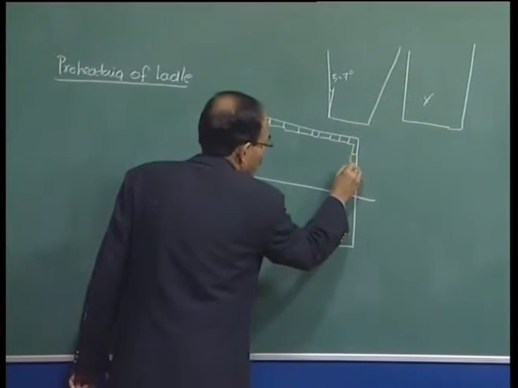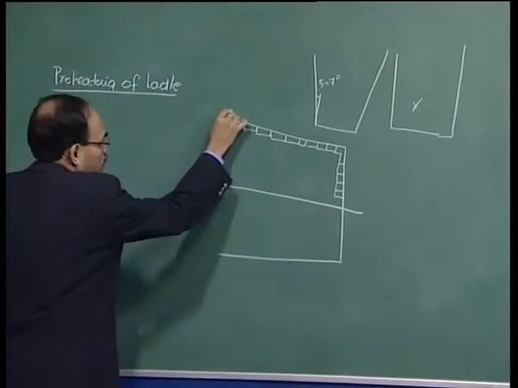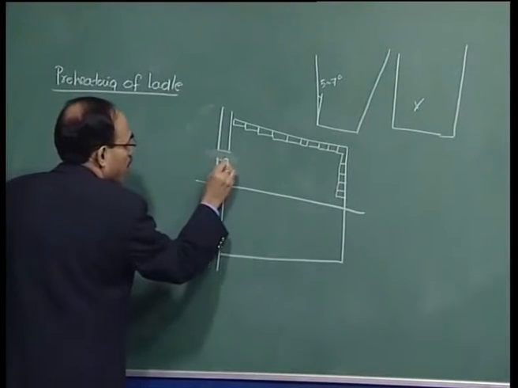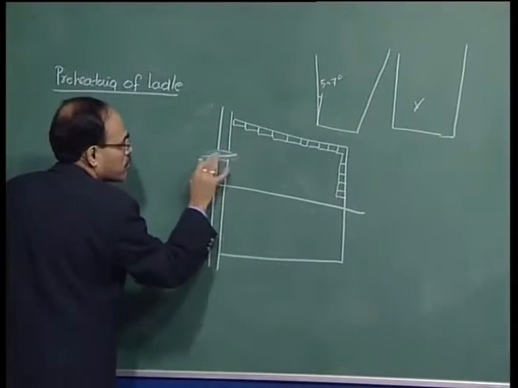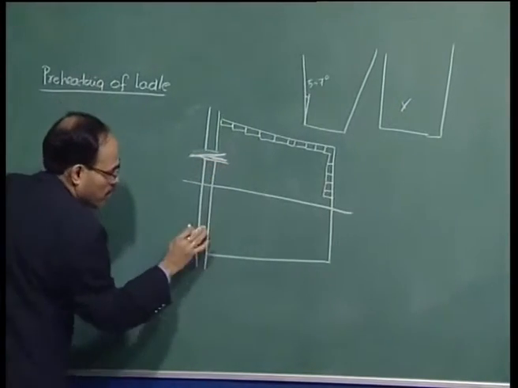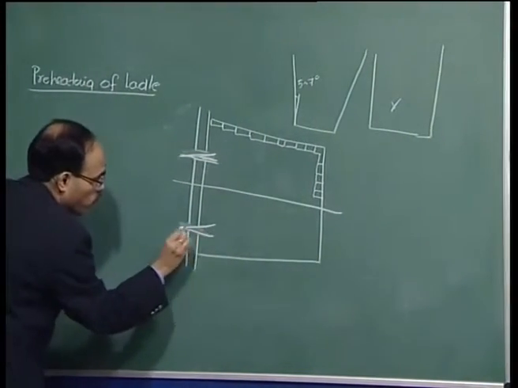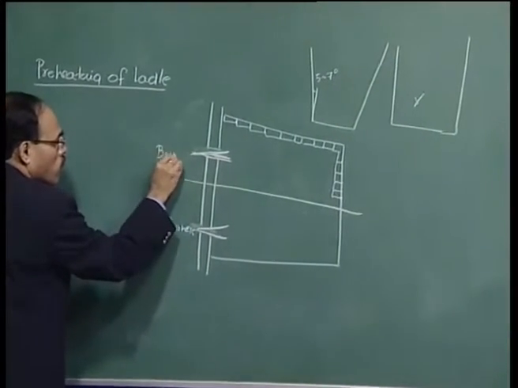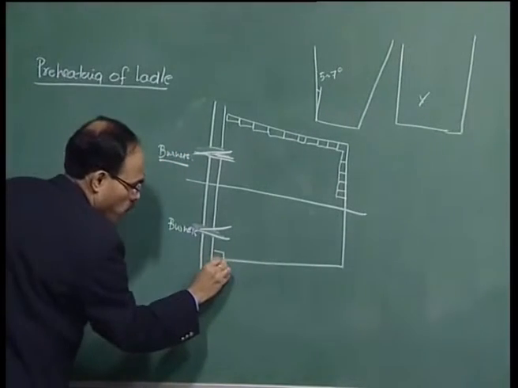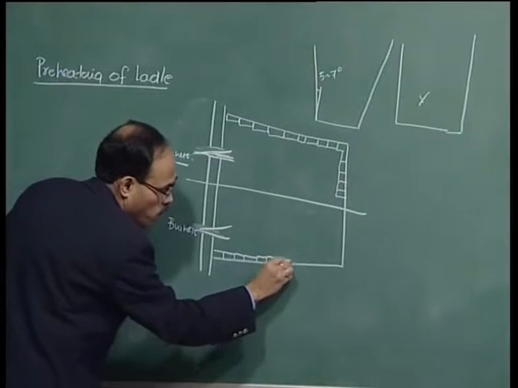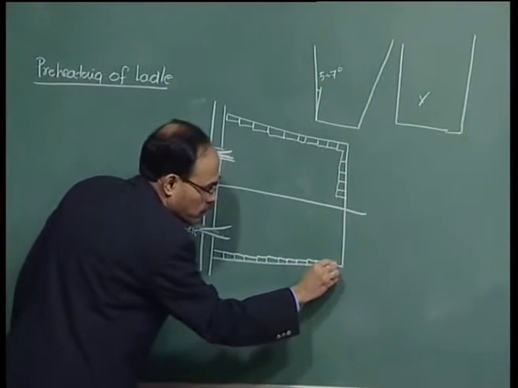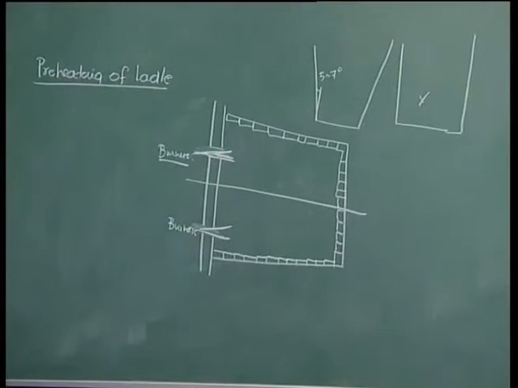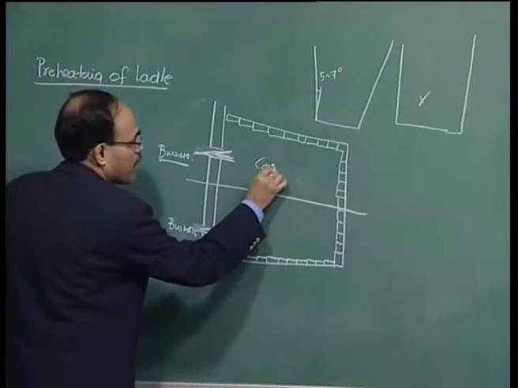The refractory lined ladle is put in this particular position, and then it is sealed with a cover, and in this cover we have holes, and there are burners. So, these are burners. And as a result, there is convection and radiation of heat.